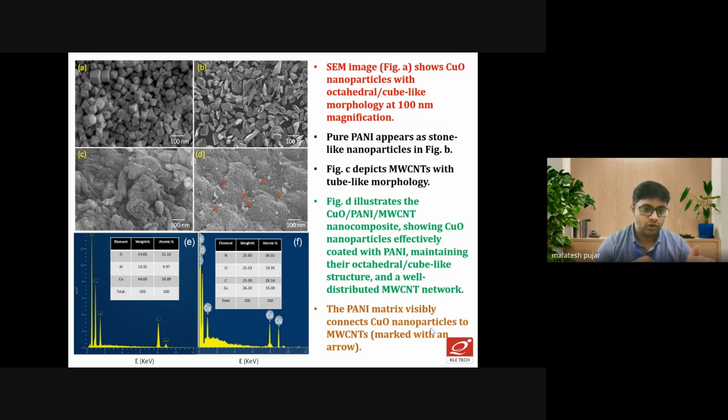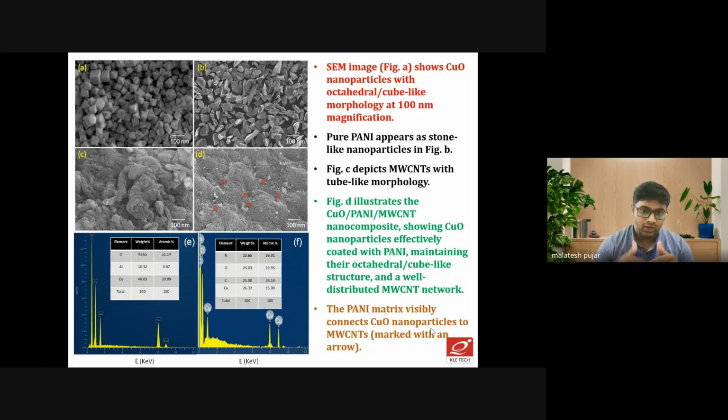And the E and F images are the spectra, of course, the EDX. In E, we can observe it is a pure form of copper oxide, which we prepared initially. That is the EDX spectra, and there we observe copper and oxygen only. And then when we compile everything and prepare the nanocomposite, that is the representation of image F.